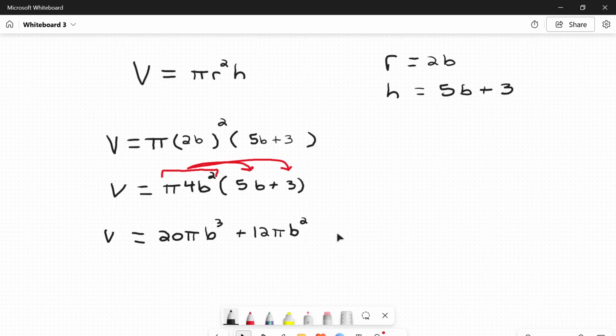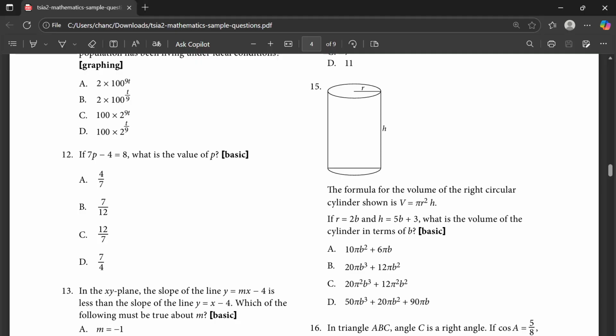So what you get might look a little bit different than the answer choice if you had, say, 20 b cubed pi, but that is the same thing because it's all being multiplied. So answer choice B is what we want.